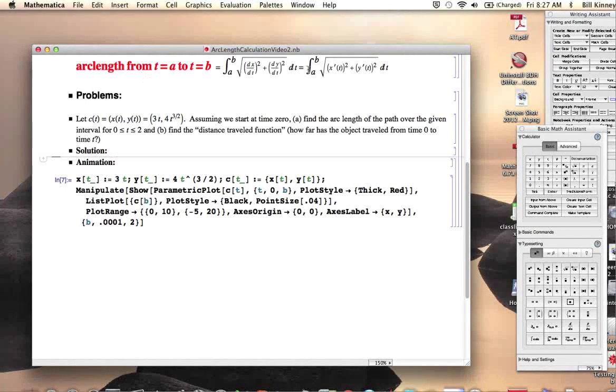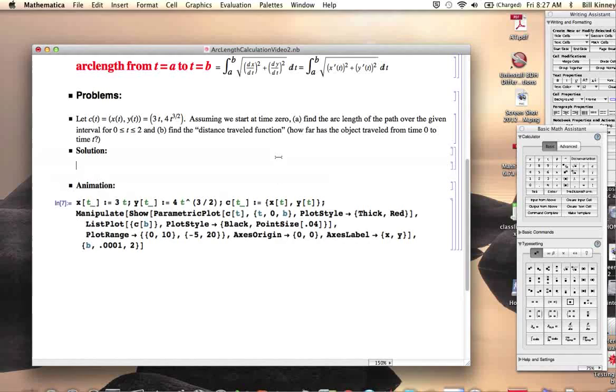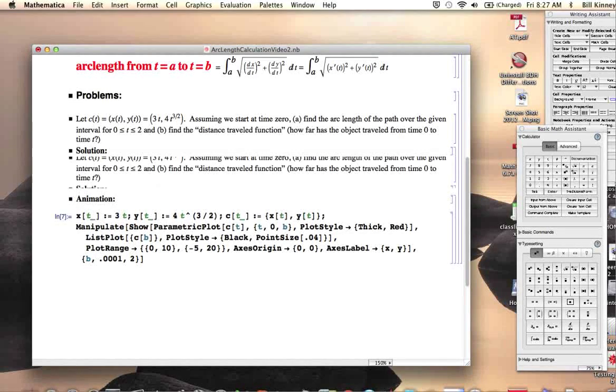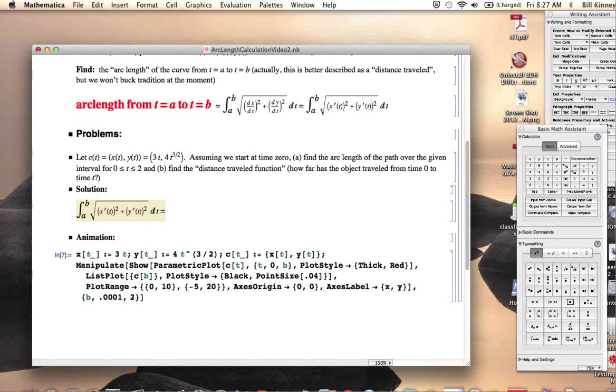So we want to do the arc length calculation here. So we'll apply the formula. There it is. And now just plug in our functions. Again, x of t is 3t, so x prime of t is going to be 3. Y of t is 4 times t to the 3/2 power.